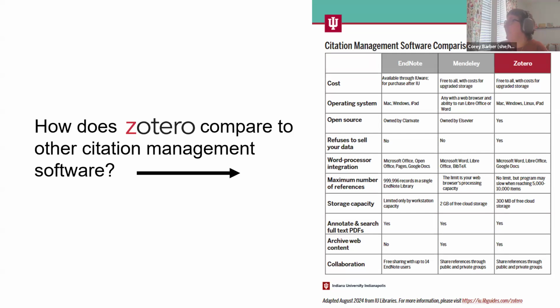And Zotero has a really large storage capacity. There's 300 megabytes of free cloud storage available. I only know one person whose Zotero is so full that it's kind of slowing down at this point. That's my boss, Jerry Odell. I think he has close to 10,000 items saved in his Zotero, and it still works. It just sometimes is a little slower to load when he first brings it up.